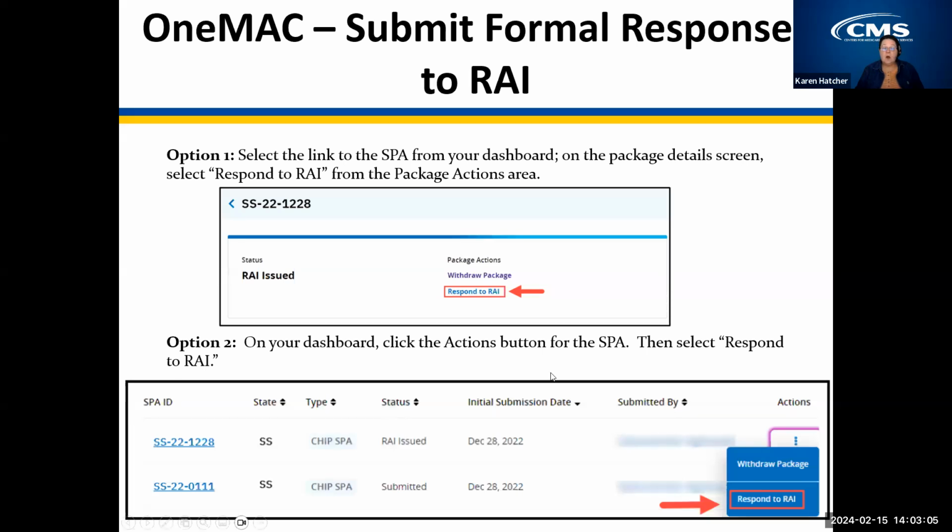Option 2, on your dashboard, click the action buttons to the right of the SPA link you are responding to. Then select Respond to RAI. The second box demonstrates this action. Again, be sure you're wanting to place the SPA back on the clock when selecting this action. If you'd like to work in draft with CMS before replying to the RAI, you will need to work via email until ready to place the SPA back on the clock.